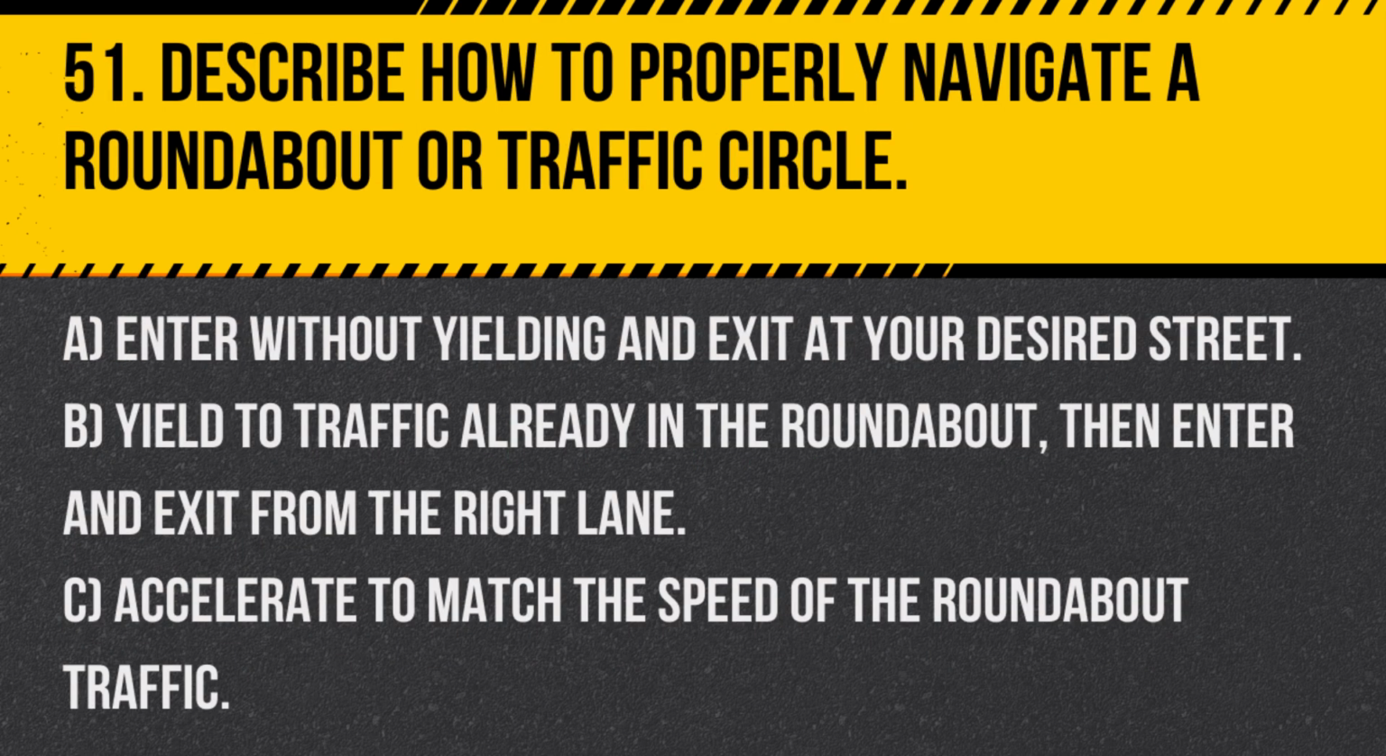Question 51. Describe how to properly navigate a roundabout or traffic circle. A. Enter without yielding and exit at your desired street. B. Yield to traffic already in the roundabout, then enter and exit from the right lane. C. Accelerate to match the speed of the roundabout traffic.